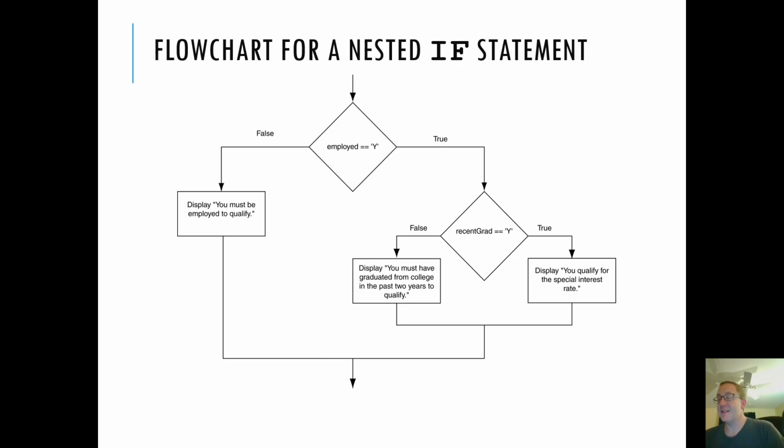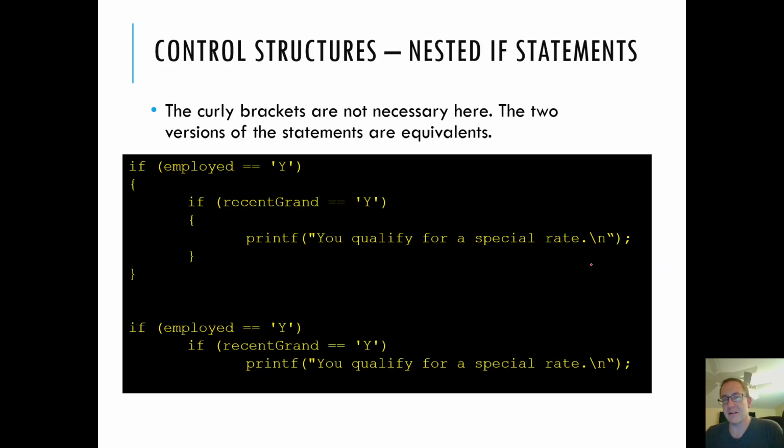Notice this is not exactly the same, because the output statements here are different. It would be the same as if I had a condition that said, if employed equals yes and recent grad is equal to yes, then display, you qualify for a special interest rate. But this is one way I could do it. The curly braces are not necessary here. They're technically equivalent, but come on, really? The curly braces really help me figure out where the heck things start and end. I have a real hard time otherwise, and you might as well.